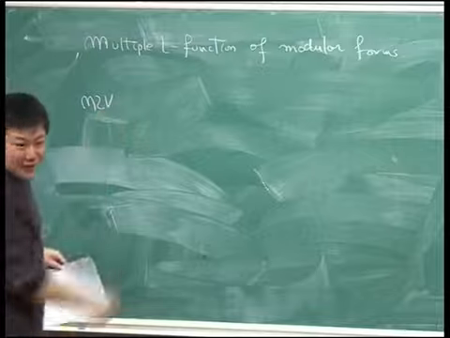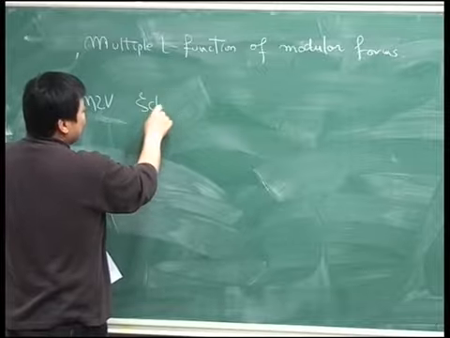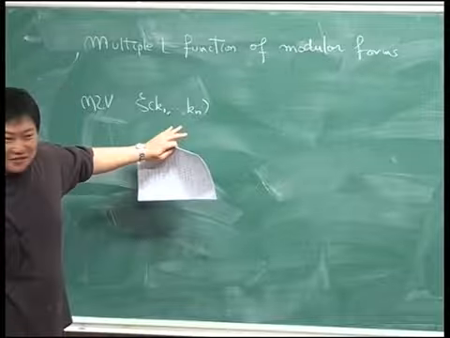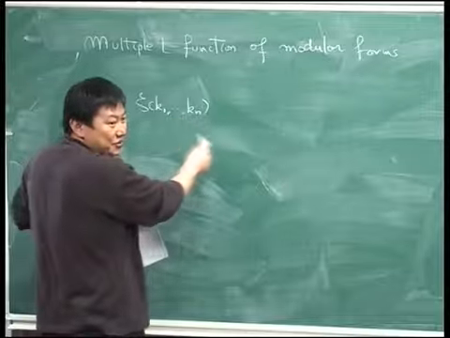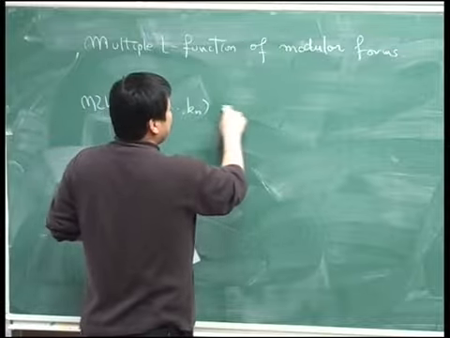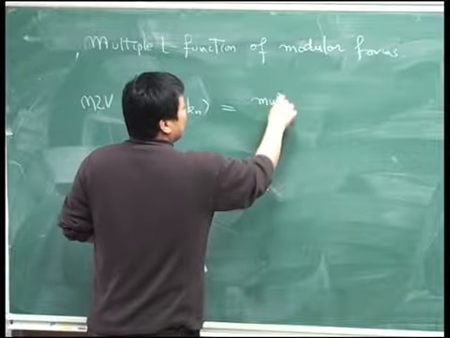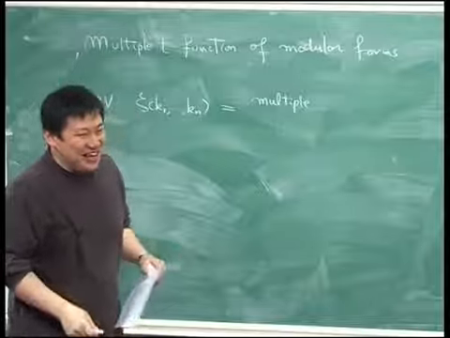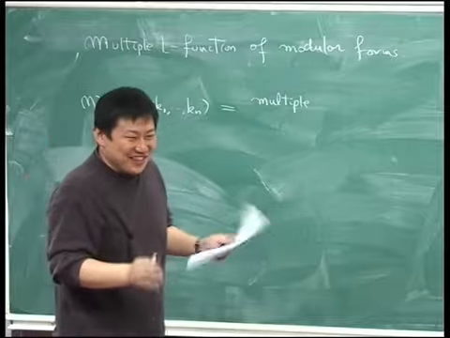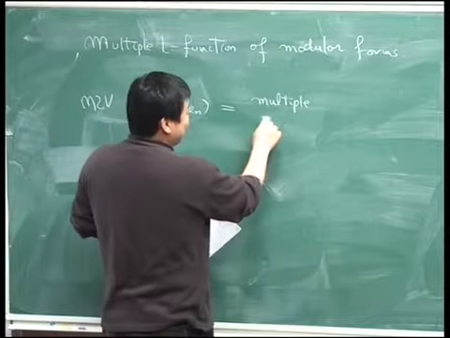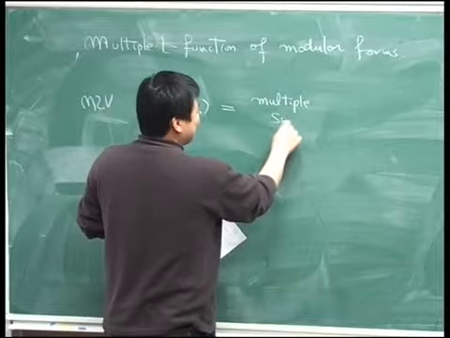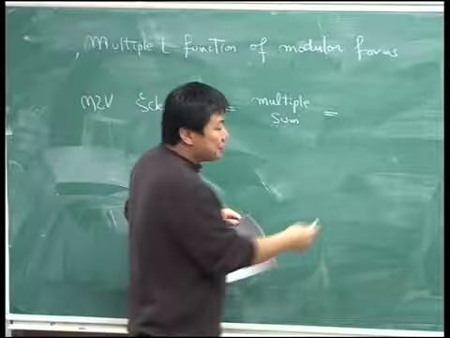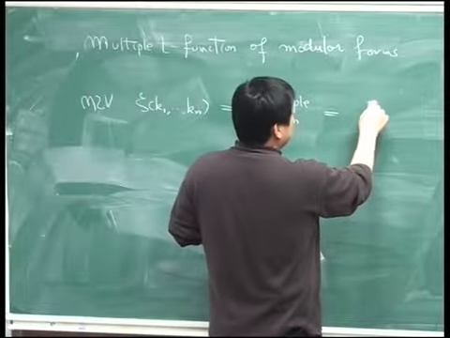So multiple zeta value, say zeta k. I don't like the definition, but this value is defined by a multiple Dirichlet series. What's the order? Today I don't mind, but you will see soon, later. Multiple sum. And then this real number has an expression in terms of iterated integral.